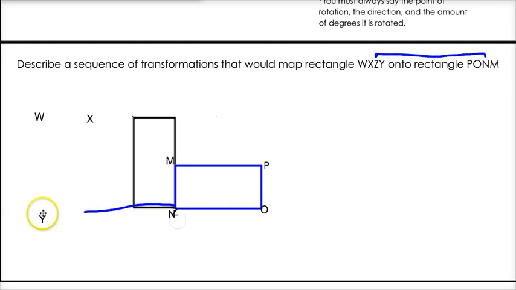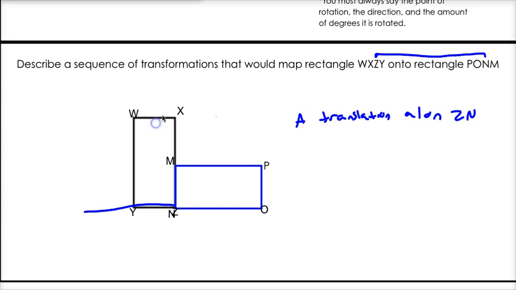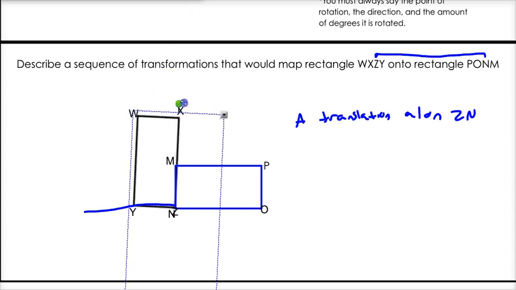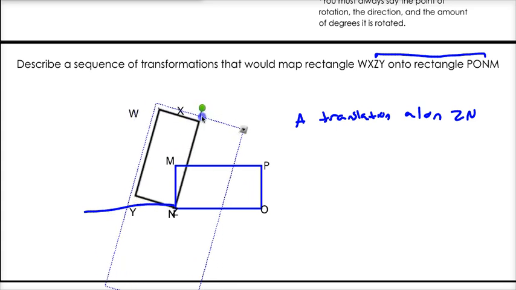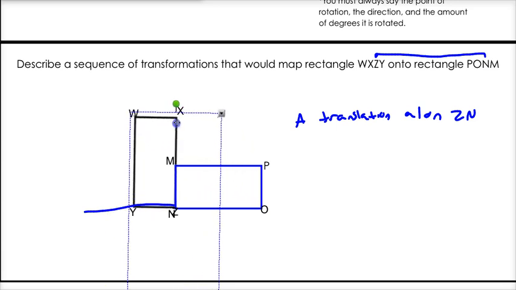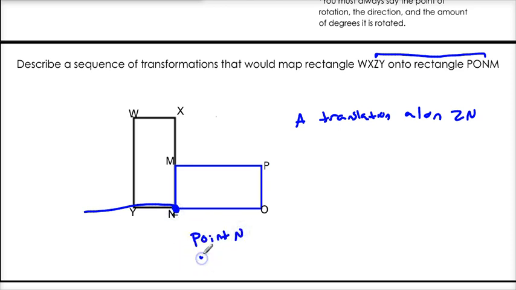Let's move our points over. Come on over, guys. Okay? So we started with a translation along ZN. Okay? Now we're going to do our rotation. And if you look here, if I rotated it to the right, so that's clockwise, okay, around point N or point Z, doesn't matter which one you pick, 90 degrees, that's one turn. So let's just write down those three pieces of information. We're going to use point N as our center of rotation. We want to go to the right, so we're going to go clockwise.